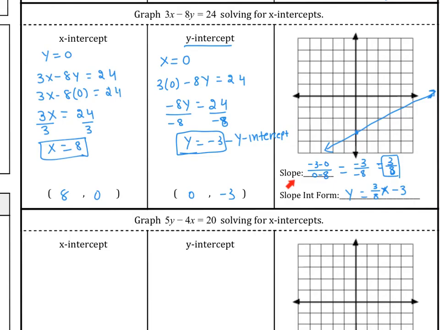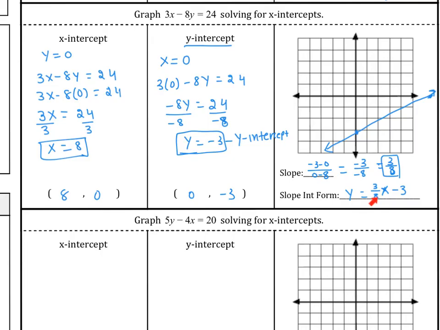To find the slope, you're going to use the slope formula for 2 points. So negative 3 minus 0 divided by 0 minus 8. So that's going to be negative 3 over negative 8. That's going to be 3 over 8. So 3 over 8 x minus 3. So remember this one is your y-intercept, and y-intercept is negative 3.